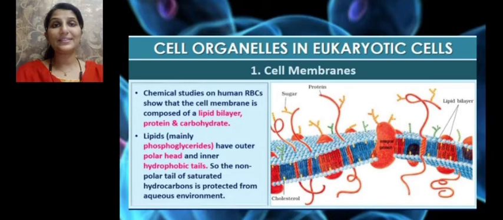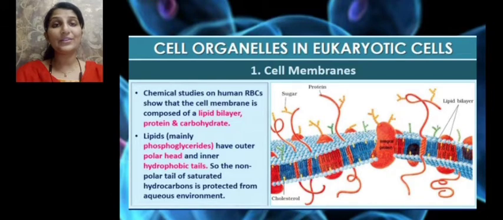And the lipids are mainly made up of phosphoglycerides, that is glycerols with the phosphate group. The phosphoglycerides have an outer polar head. We can see on both the ends, one facing the outer environment, the other facing the inner part of the cell. So the outer layer is made up of the polar head region, and the inner is the hydrophobic tail. These are the tail regions, the two tail regions.